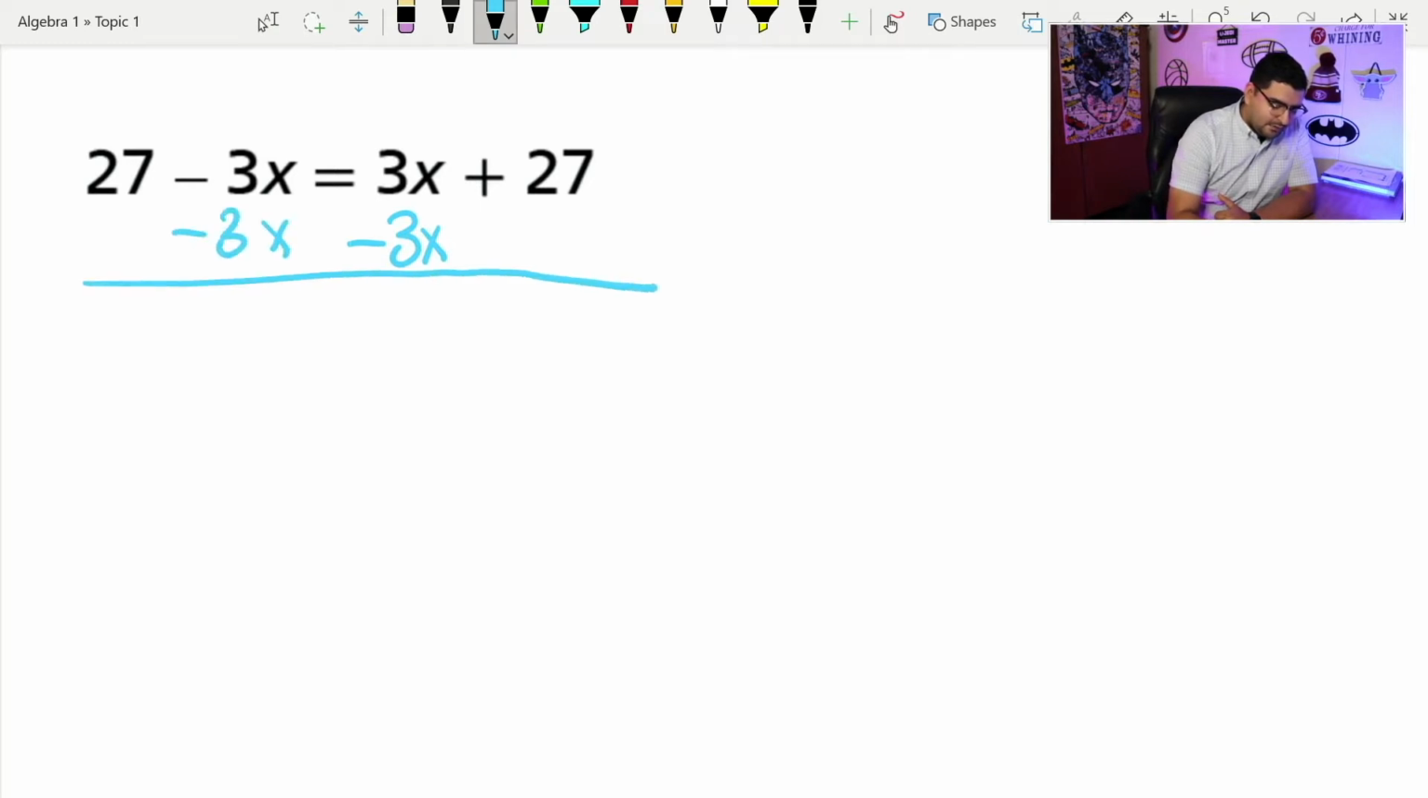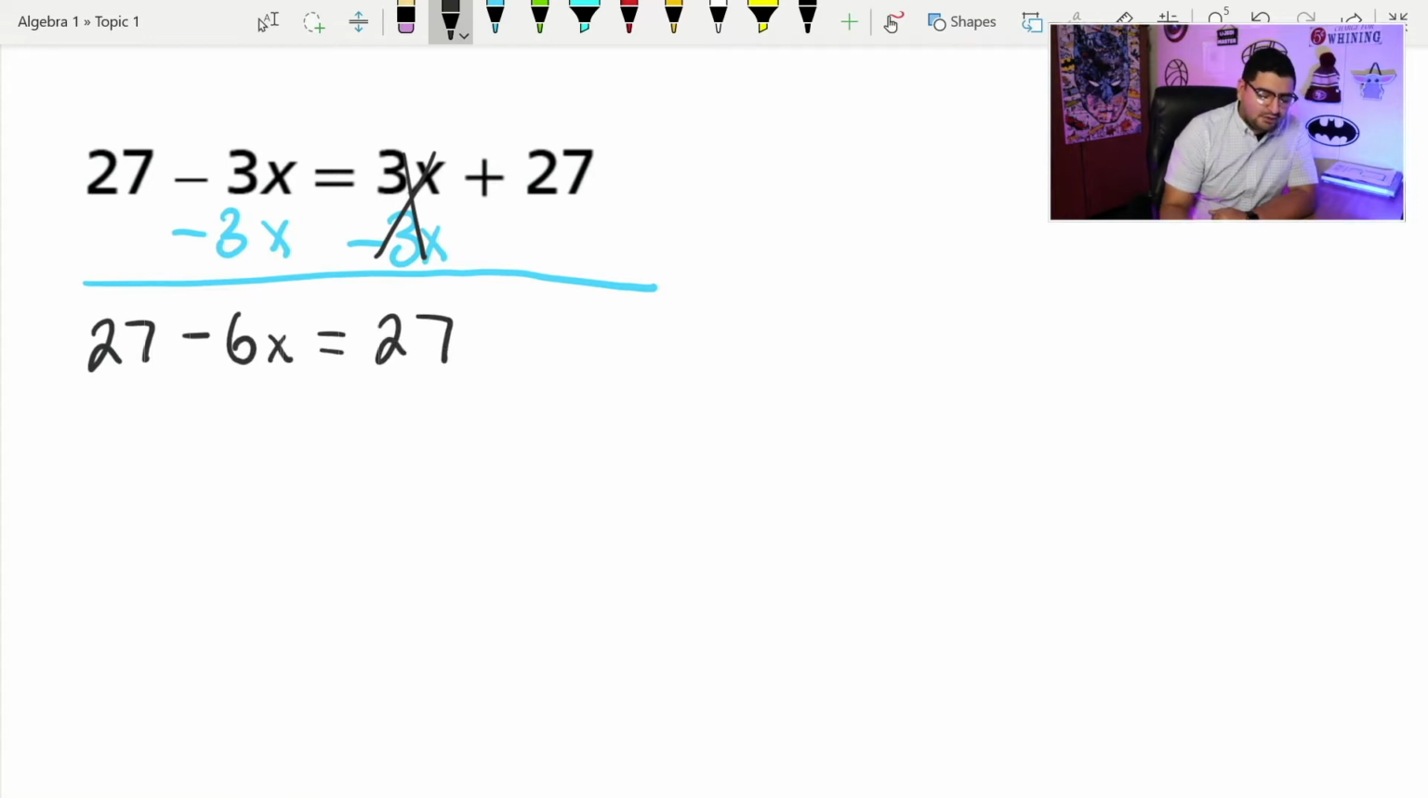And what we'll see happen here is that the 3x's on the right side will cancel, leaving me with 27 minus 3x minus 3x. That'll give me a negative 6x equals 27. Now what I'll do here is subtract the constant of 27 from the right side. So I want to get rid of the 27 here on the left side. So I'm going to subtract 27 from both sides.